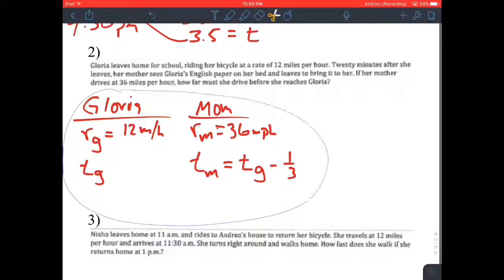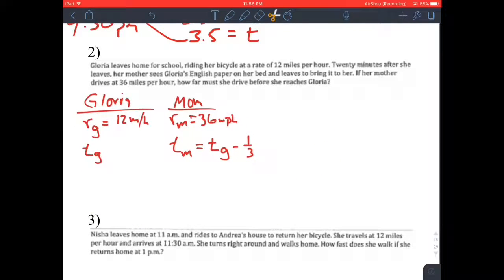So once again, to sum up, because there's lots of things going on here. First sentence says that Gloria is going 12 miles per hour. The rate of Gloria is 12 miles per hour. The third sentence says that the mom is going 36 miles per hour. The second sentence says that 20 minutes after she leaves, her mother sees the paper and leaves. So that means however long Gloria has been driving, their mother will always have driven 20 minutes less.